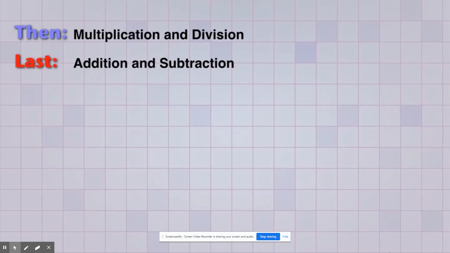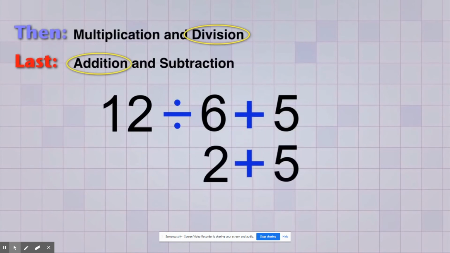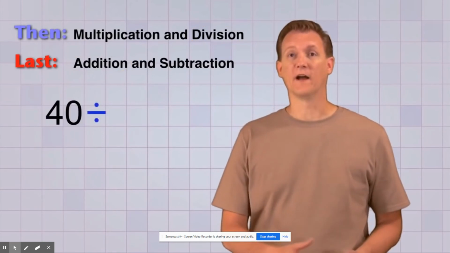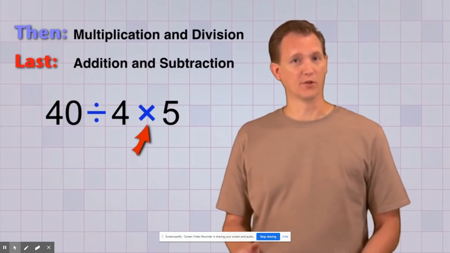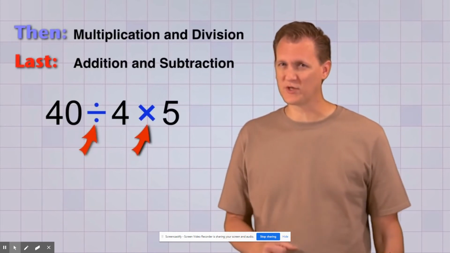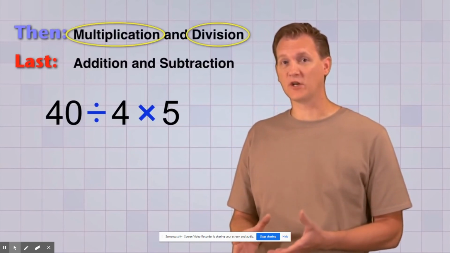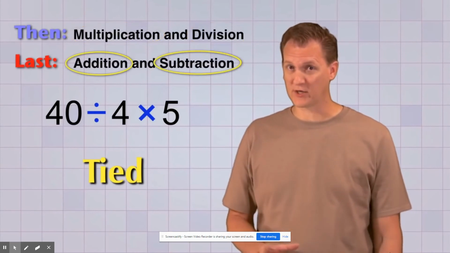And here's another problem. 12 divided by 6 plus 5. Again, our rules say to do the division before addition. So 12 divided by 6 equals 2, and then we add the 5 to get 7. And here's one last problem. 40 divided by 4 times 5. Which do we do first, the multiplication or division? Our rules don't tell us. Well, that's because multiplication and division are tied for priority or importance. So are addition and subtraction.